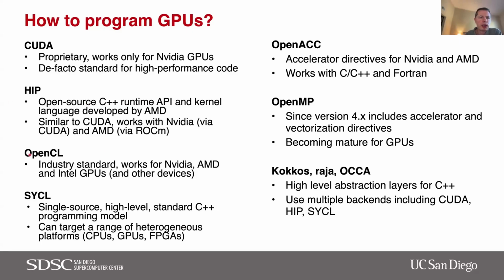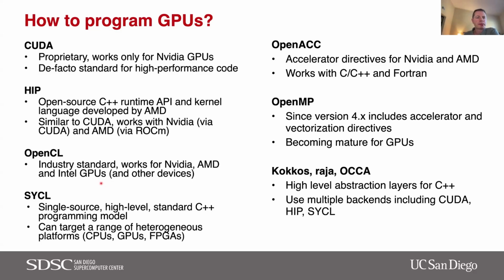Then OpenCL has been around for a long time as well. It's an industry standard that works for NVIDIA, AMD, and Intel GPUs and also other devices. It's very often used for embedded processors. And it's typically not as high performant as CUDA or HIP code if you program in OpenCL, and it's more cumbersome to use because it's a more low-level language. So in principle, you can write portable code though.